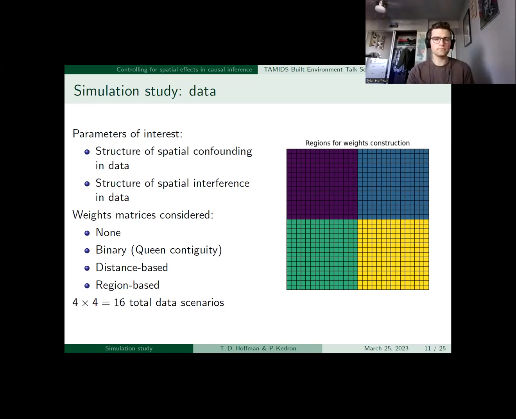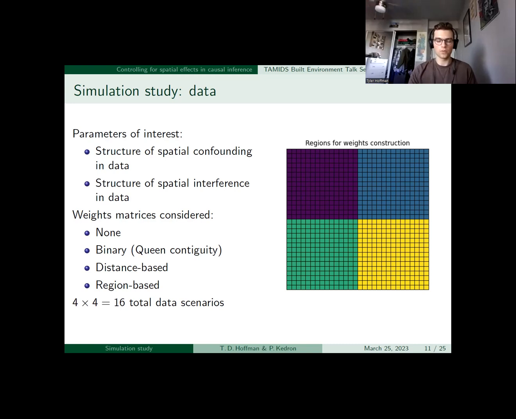To do this, we considered 4 different kinds of weights matrices. None, so this is no spatial confounding or no spatial interference. Binary weights matrices, so a location is related to its neighbors, its immediate neighbors, and its immediate neighbors only.